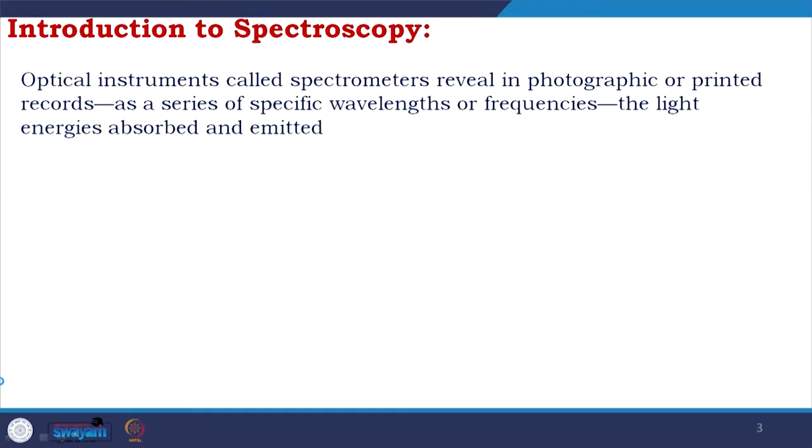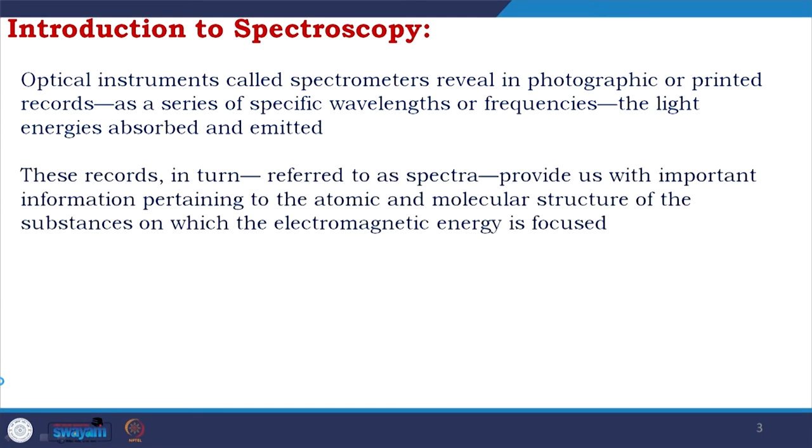Optical instruments called spectrometers reveal, in photographic or printed records, as a series of specific wavelengths or frequencies, the light energies absorbed and emitted. That's where the study is happening. These records, in turn referred to as spectra, provide us with important information pertaining to the atomic and molecular structure of the substances on which the electromagnetic energy is focused.